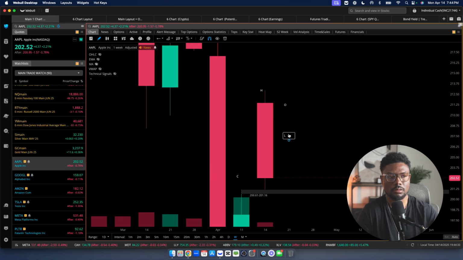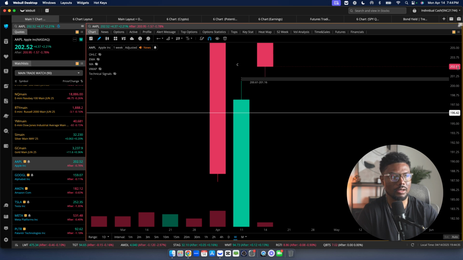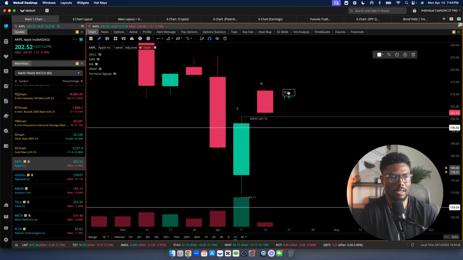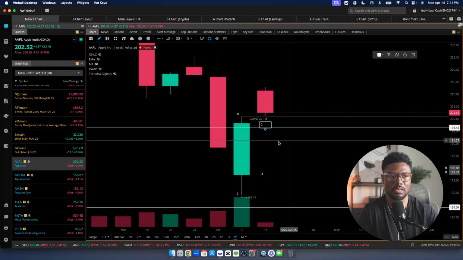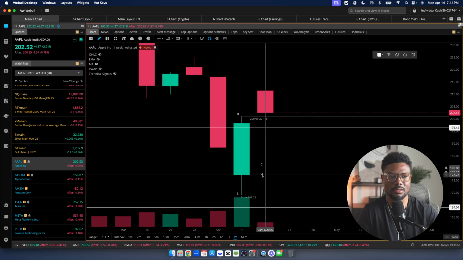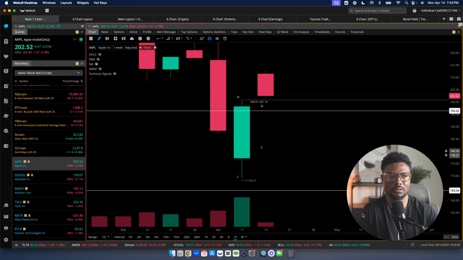So if I were to move these to this green candle, we have an open. Remember, the body of the candle opens. We have a close, which is at the top. We have a high right there, and then we have a low. So essentially the only thing that changes between a red and green candle is the open and the close. Okay, let's erase that.